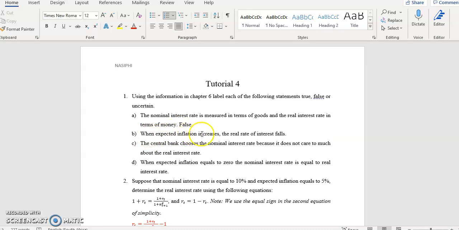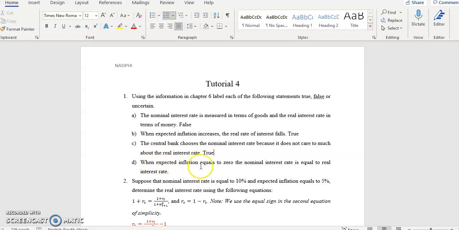B. When expected inflation increases, the real rate of interest falls. The statement is true. C. The central bank chooses the nominal interest rate because it does not care too much about the real interest rate. Well, this statement is true in a sense that the central bank chooses the repo rate and the bank chooses the interest that is going to be payable on loans. So that means the central bank is interested more in the nominal interest rate, and the real interest rate is only measured in terms of the basket of goods.